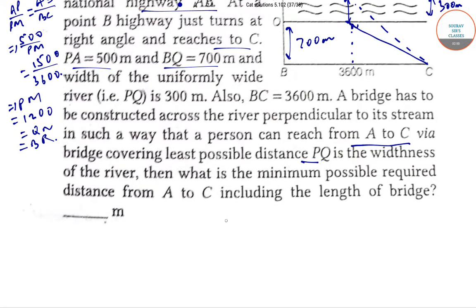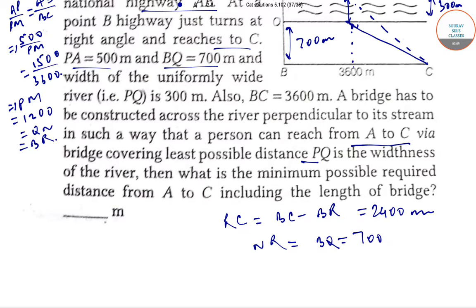Therefore, RC is equal to BC minus BR, which is equal to 2400 meters, and NR is equal to BQ, which is equal to 700 meters.